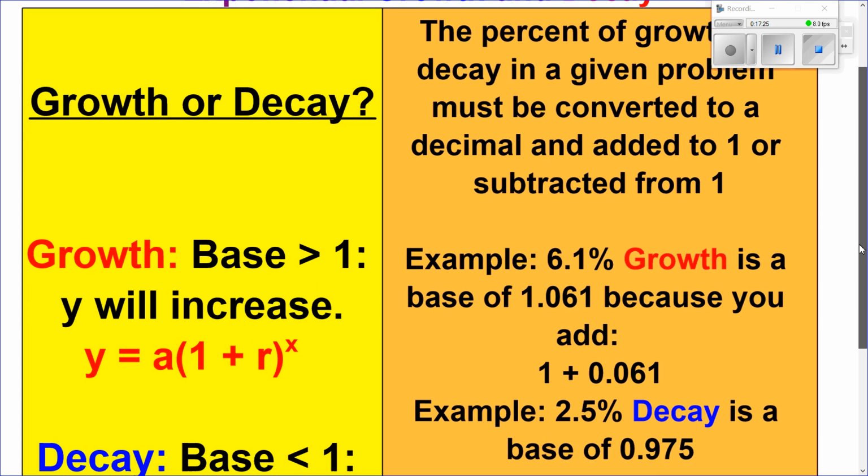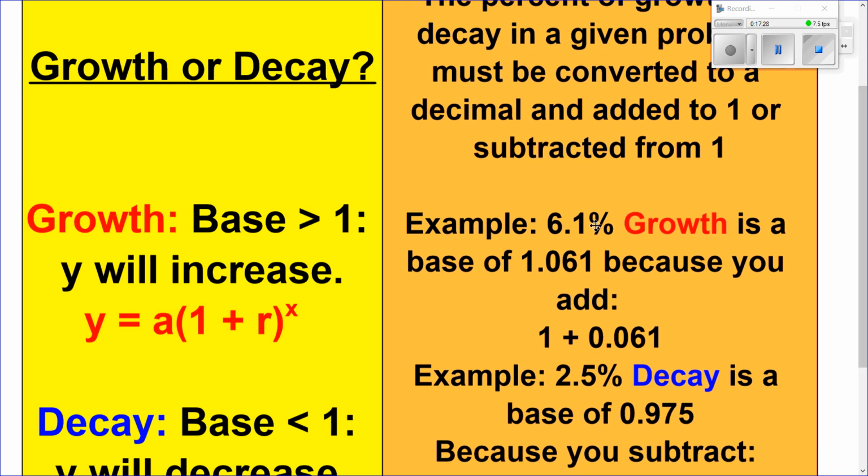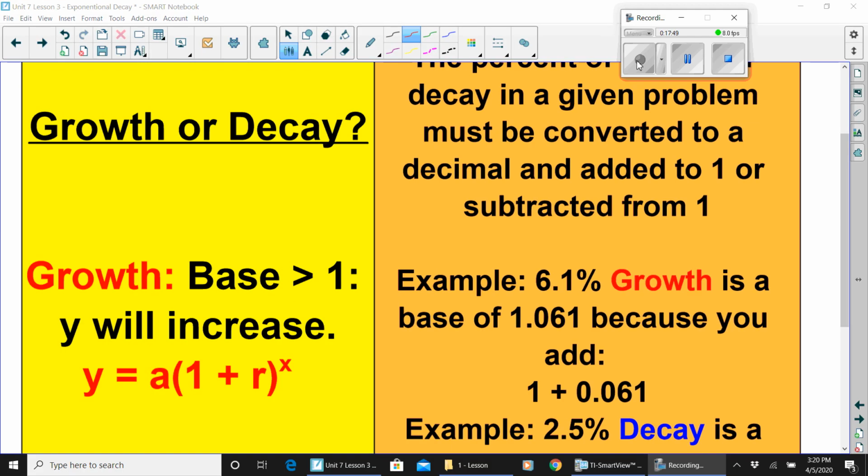An example is 6.1% growth is a base of 1.061, which you get by adding 1 plus 0.061. The question they can ask you here is, they could give you this number, and this is an exponential growth. Obviously, you would have to know that because the number is greater than 1. And they would ask you, what's the percentage of growth based on that number?